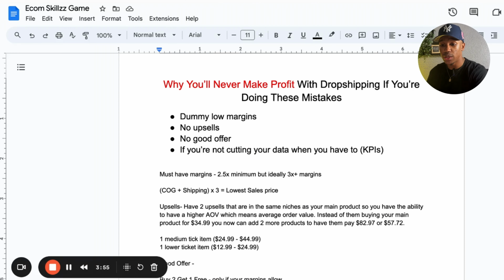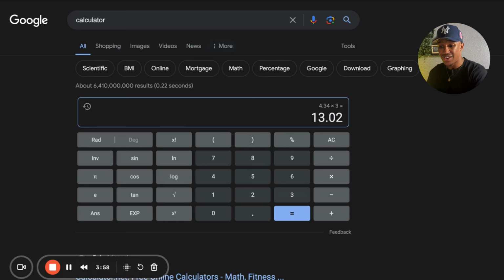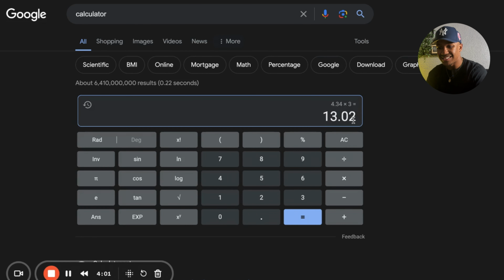Okay, we got to make sure our margins are there. And remember, this is just going to give you the lowest price point. I always try to match the competitors out there that are selling at that price. So as long as it's above that 3x margin, then we're good. Like if we really wanted to sell this product at a cheap rate, we could sell this product at $19.99 and still have decent profit margins, but the more the better, you know what I'm saying?